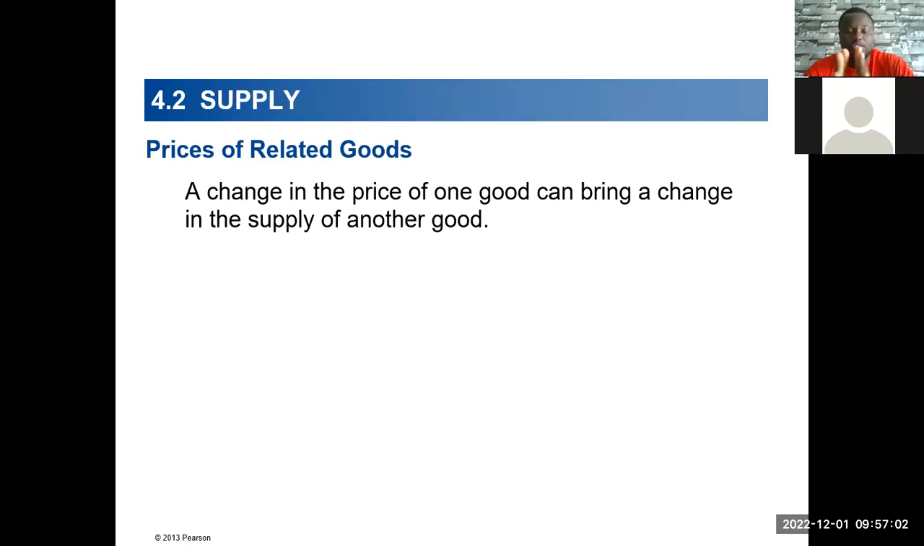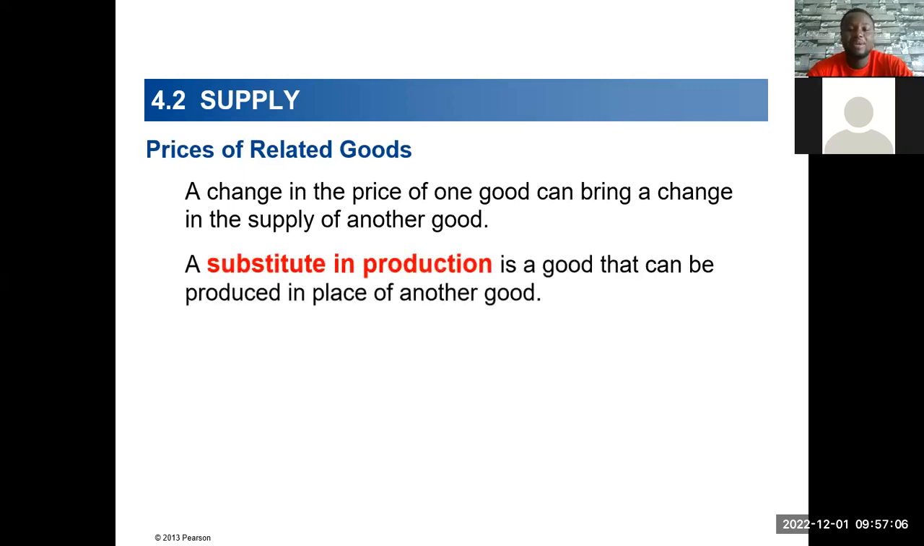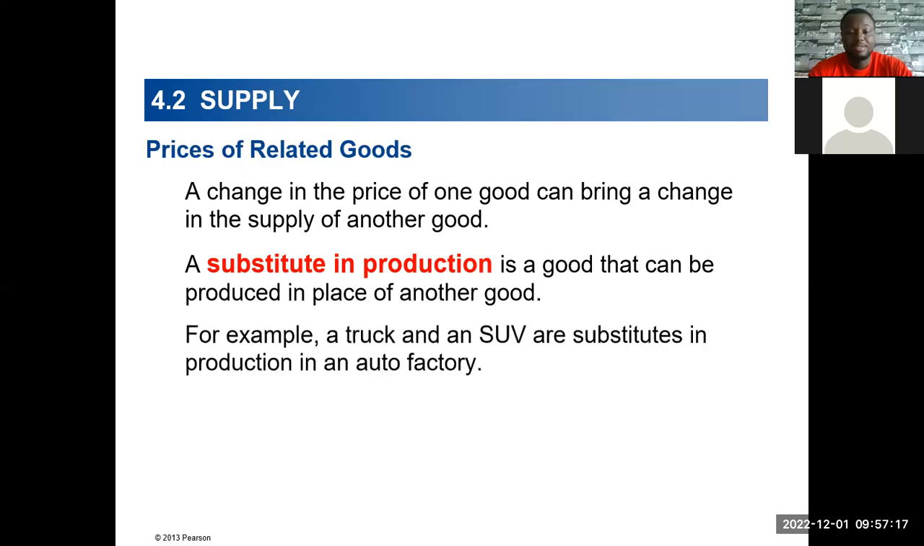So for supply, competitive supply, the substitutes, whenever there is an increase in the price of a substitute, there will be a reduction in the supply of the other good. Okay, so the competitive one is called substitutes in production. So this is an example they gave: a truck and then an SUV. The resources you are using to produce a truck, you use the same to produce an SUV. So the more of one you produce, the less of the other.